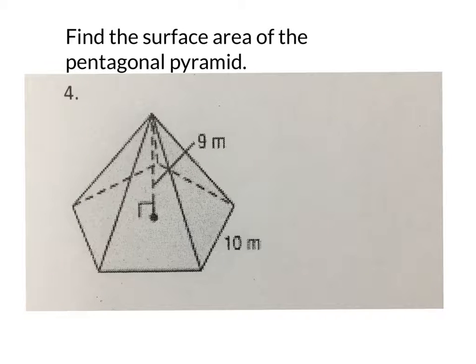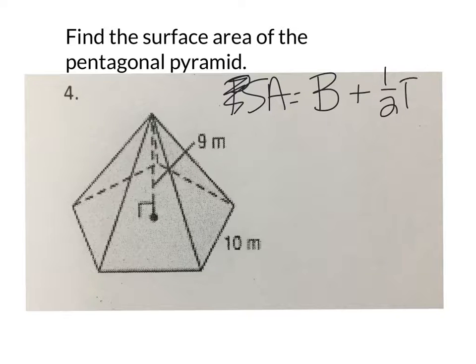So we find the surface area of this pentagonal pyramid by applying the formula for all pyramids, which is, that was supposed to say surface area. So surface area equals the area of one base plus half of the perimeter times the slant height. Okay, so our base in this case is going to be a pentagon, with a side length of 10.